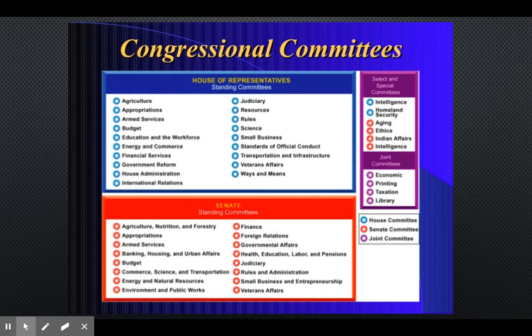The Ways and Means Committee is responsible for reviewing all bills that would raise or lower revenue, so taxes. Remember that any kind of bill pertaining to revenue has to originate in the House of Representatives. And then the Judiciary Committee, and it is responsible for beginning the process for impeachment of federal officials. Remember, impeachment charges have to start in the House of Representatives. So those are some of the big committees in the House.